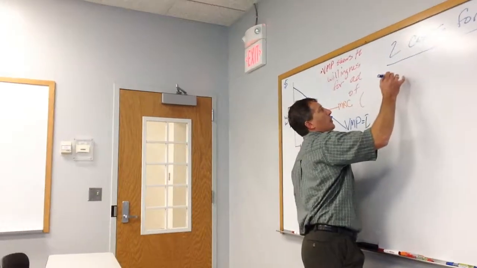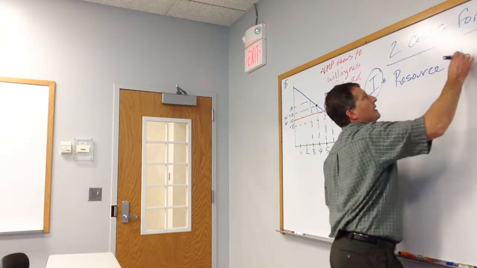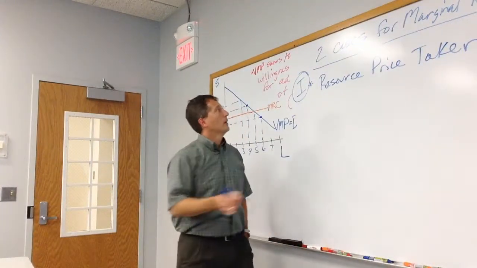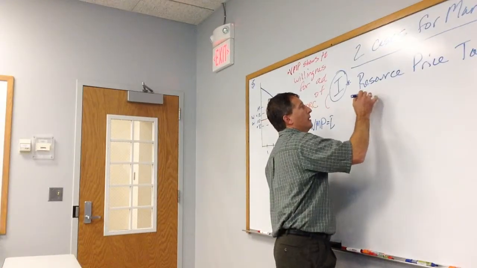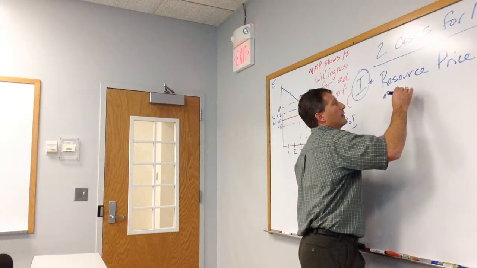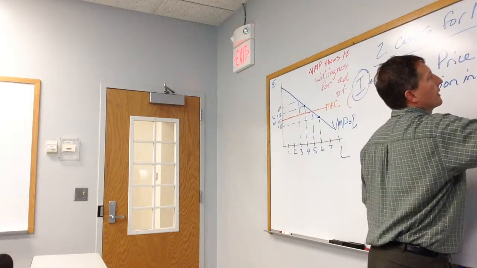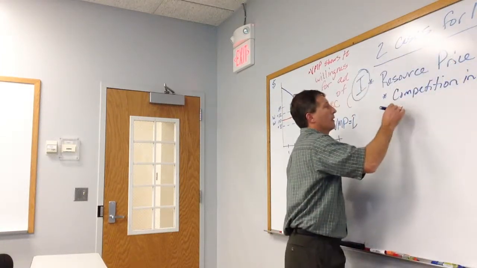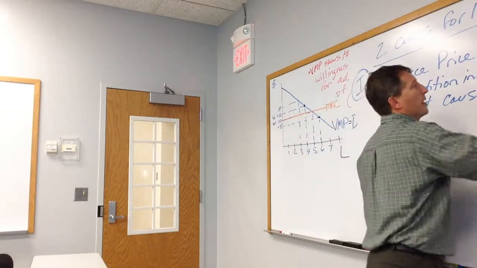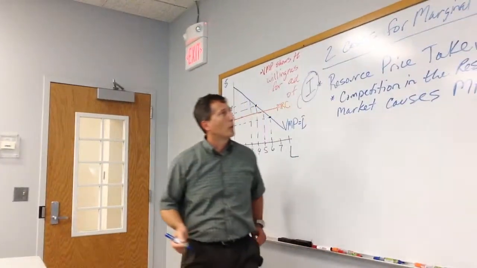So we have case number one is a resource price taker. So what this means is that there's a competition in the resource market. So competition in the resource market causes the MRC to be equal to the wage, or the price of the resource.